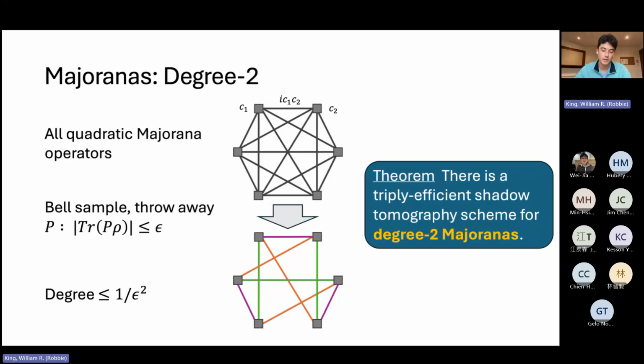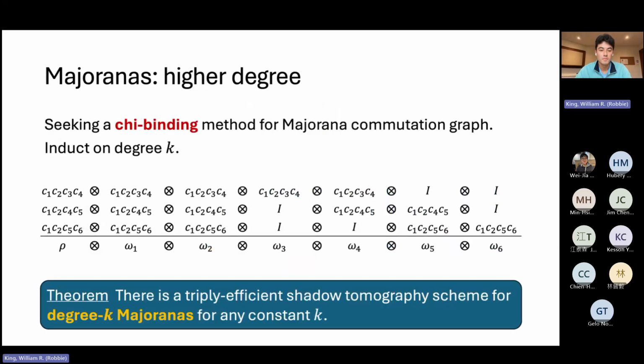But how can we deal with higher degree? Right, without going into too much detail, it's a similar type of idea. We're going to use the fact that there are no large cliques in this commutation graph, or there cannot be too many mutually anti-commuting Paulis, and deduce from this that the graph should have a good coloring. In fact, we give a coloring algorithm, and we show that this coloring algorithm will work. This is the way in which we achieve a triply efficient shadow tomography scheme for the set of all degree k Majoranas for any constant k.